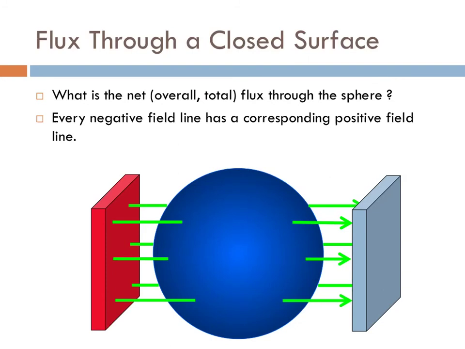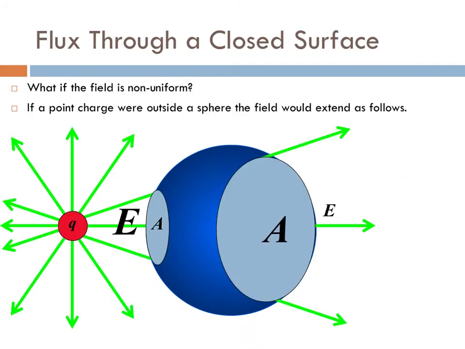So a common question for this type of problem is, what is the net overall or total flux through the sphere? Well, for every negative field line, it has a corresponding positive field line, meaning that the net flux is 0. That's actually true whether or not the field is uniform.